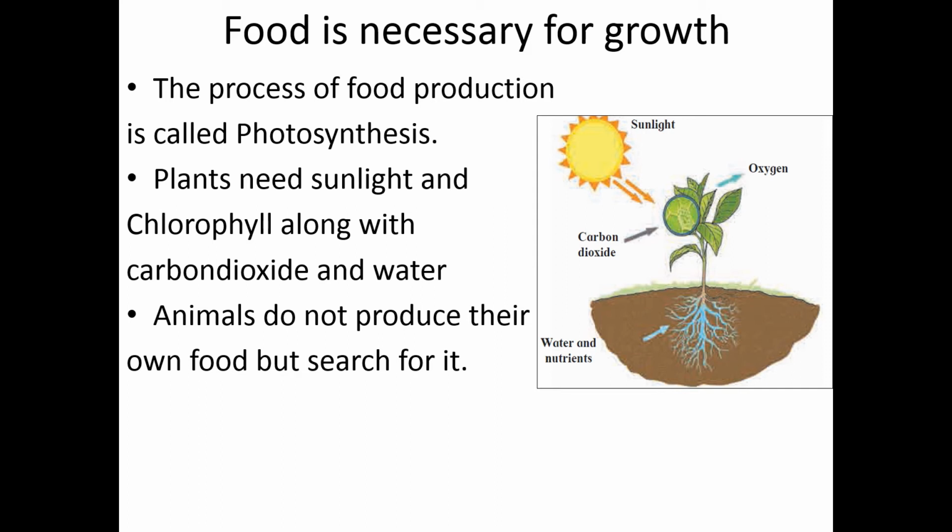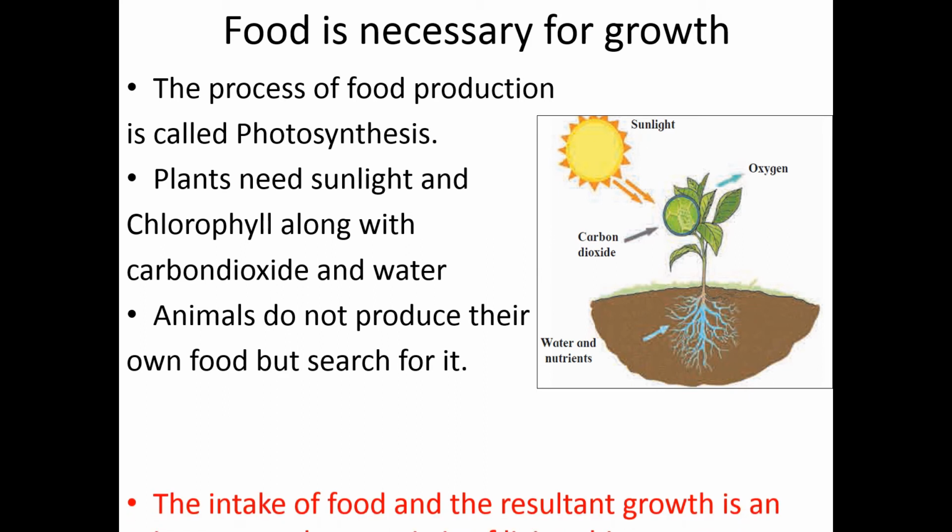Now do animals produce their own food? No. So they need to search for their food. Therefore there are various types of animals. Animals that eat plants, herbivorous animals. Animals that eat animals, carnivorous animals. And animals that eat plants and animals are called omnivorous animals.